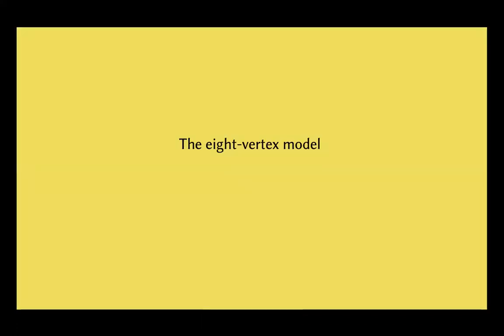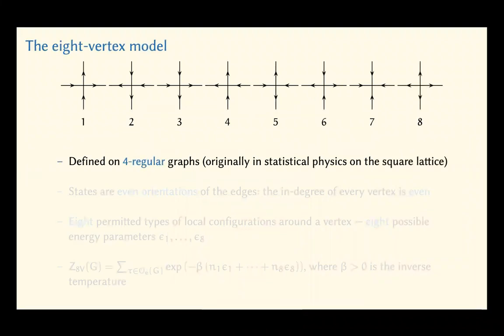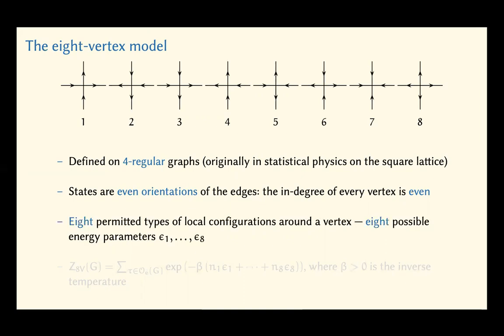Let's look at the eight-vertex model. This model is defined on four-regular graphs, although originally it was defined in statistical physics on the square lattice. The states of this model are even orientations of the edges, where the in-degree of every vertex is even. So the out-degree of every vertex is also even. There are 8 permitted types of local configurations around a vertex, so there are 8 possible energy parameters, epsilon 1 to epsilon 8.